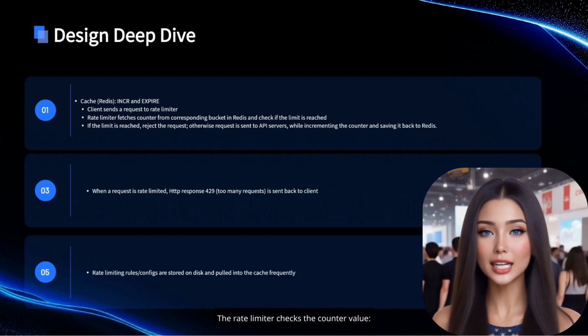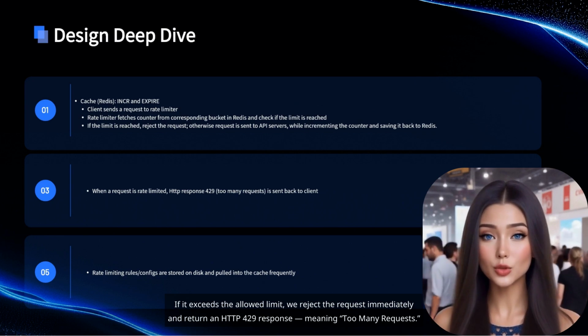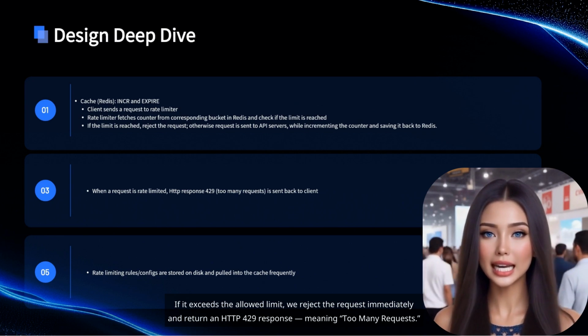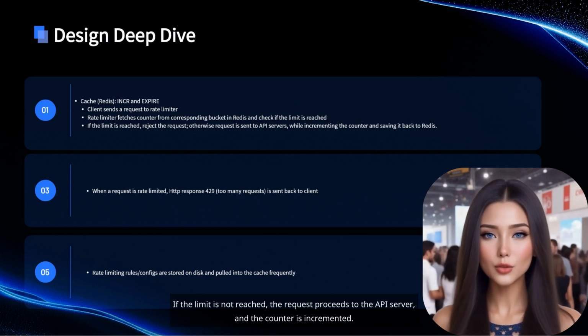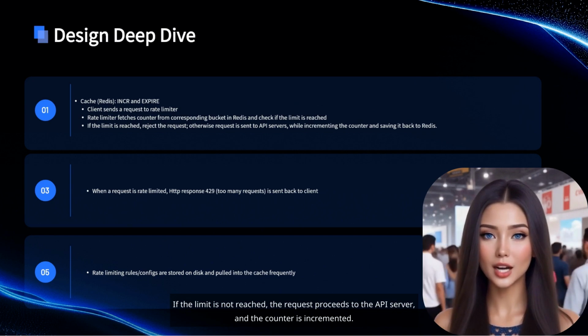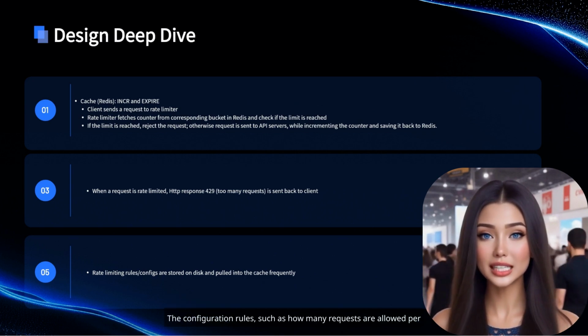The rate limiter checks the counter value. If it exceeds the allowed limit, we reject the request immediately and return an HTTP 429 response, meaning too many requests. If the limit is not reached, the request proceeds to the API server and the counter is incremented.